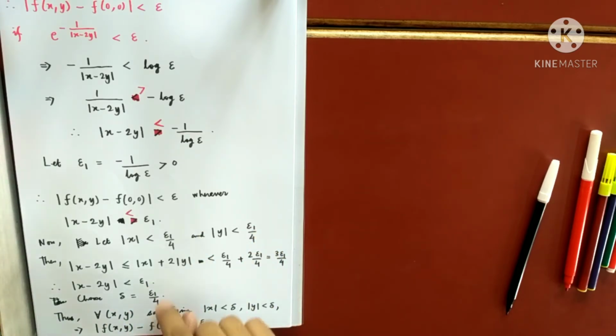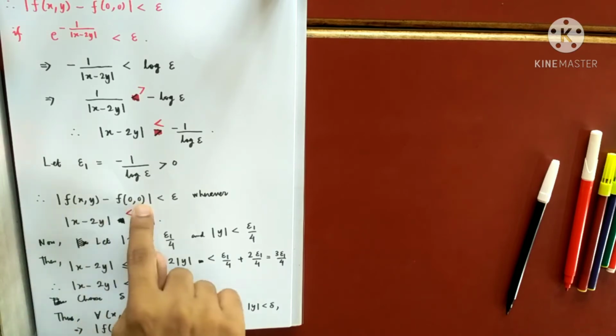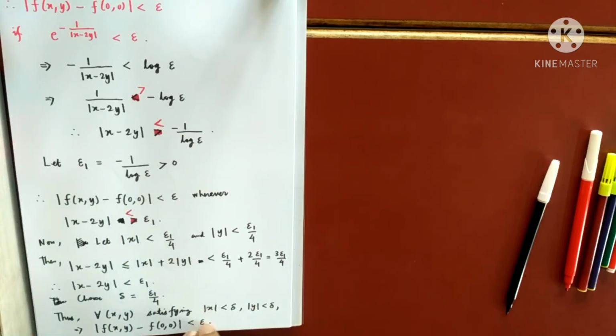I'll choose the same delta whatever has come here in this case for less than 1. And whenever this is satisfied, I know this quantity is less than 1. And this 1 is less than any given epsilon which is more than 1. Understood?